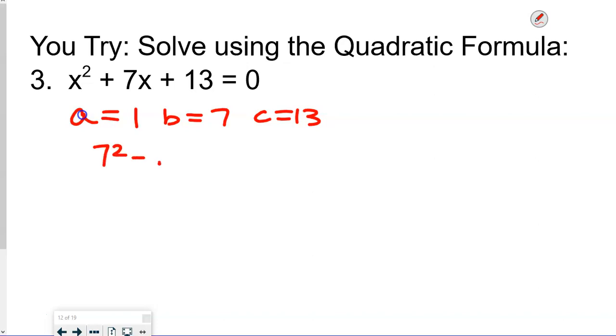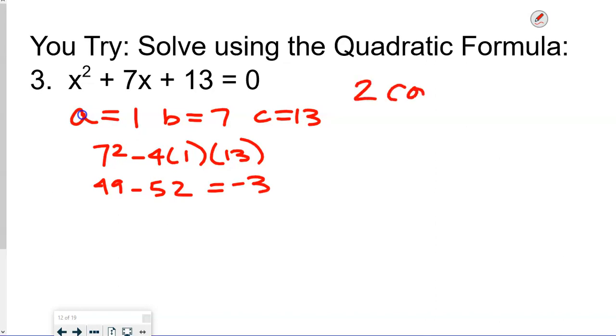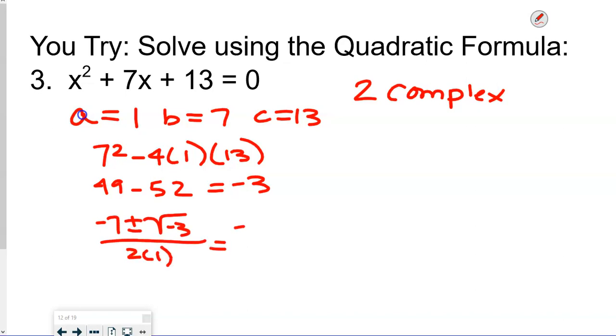b squared minus 4 times A times C. So that's 49 minus 52. That's a negative 3. So again, we're going to get two complex solutions, or imaginary. So I get negative b, which is negative 7, plus or minus the square root of negative 3 over 2 times 1. That's going to be negative 7 plus or minus. You should know that this is going to be i square root of 3 by now over 2.